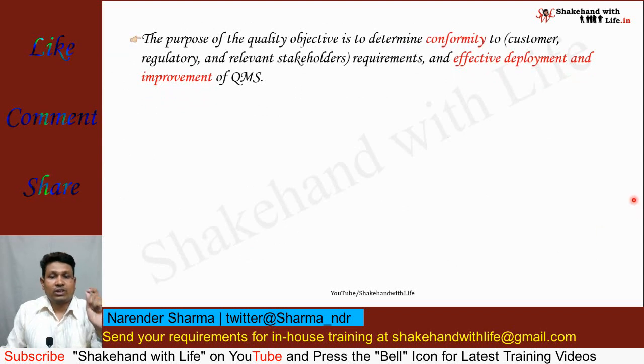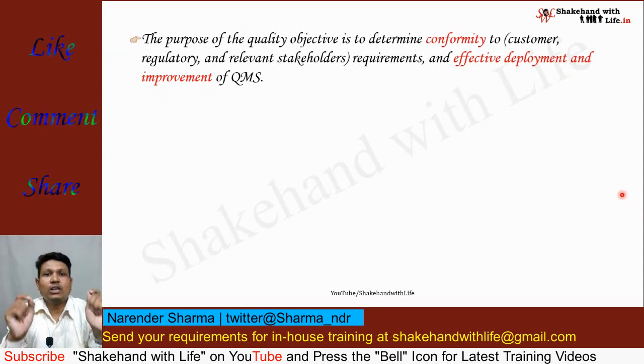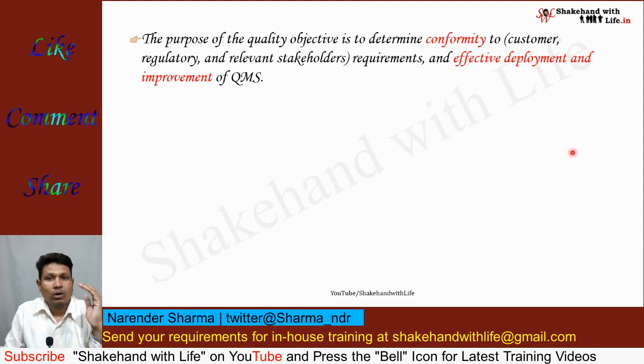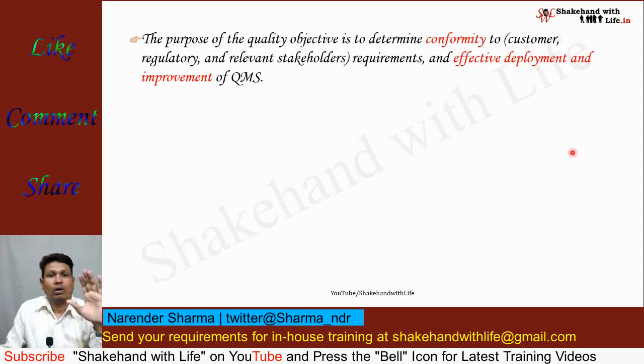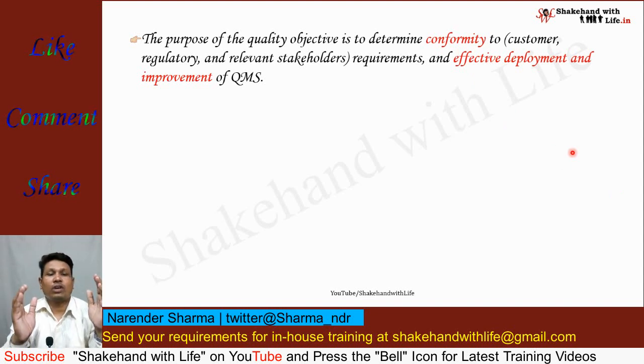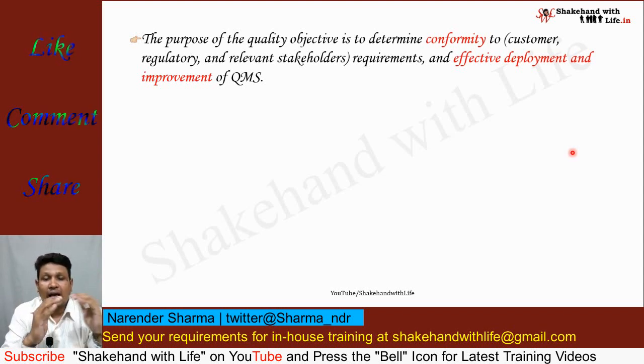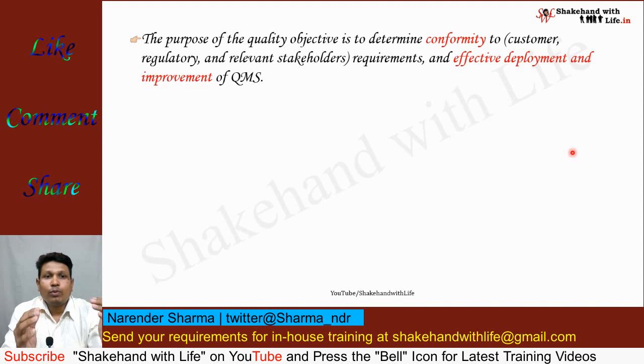The purpose of quality objectives is to determine conformity to requirements. Whose requirements? The requirements of the customer, regulatory requirements and the relevant stakeholders' requirements. And they must be effectively deployed and fulfill the improvement of the quality management system.